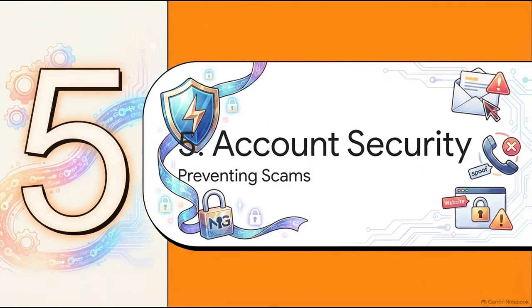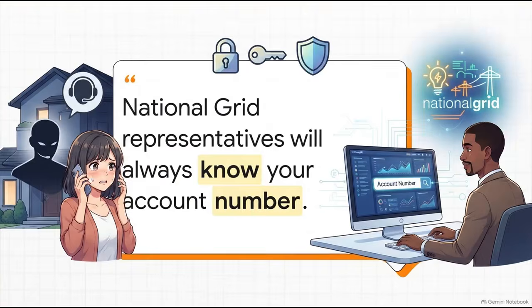Which brings us to Section 5, Account Security and Scams. Now, what's really interesting about this slide is the crucial warning it highlights. Because this 10-digit account number gives you so much control over your energy service, it is highly confidential, making it a massive target for utility scammers. But here's the ultimate weakness of those scammers. Authentic National Grid representatives already have your data right in front of them on their screens. A real employee will literally never call you and demand that you provide your account number.